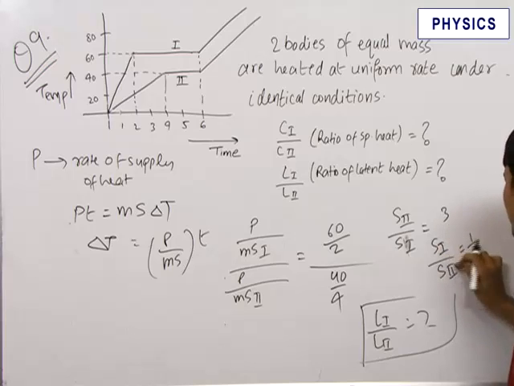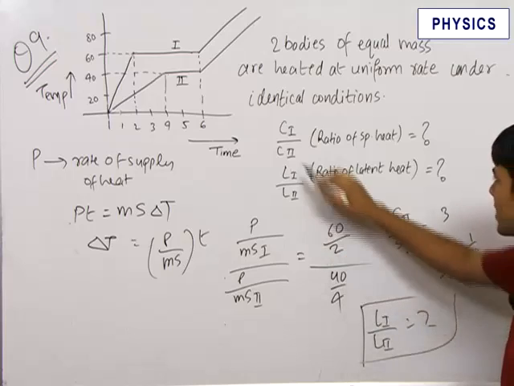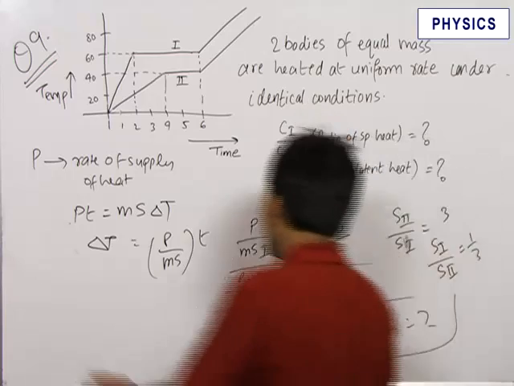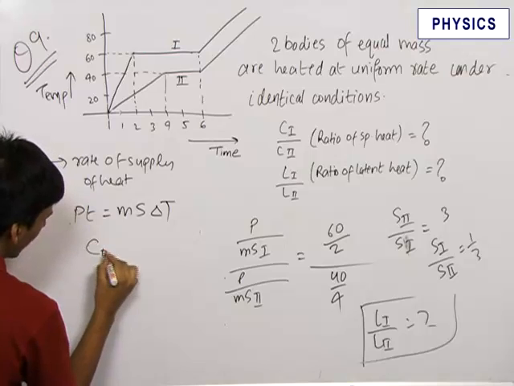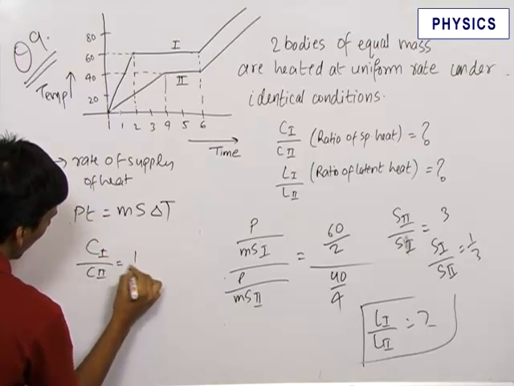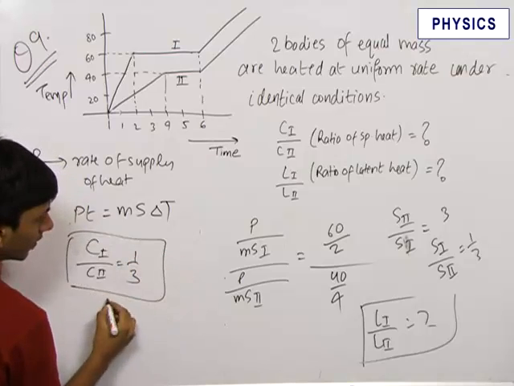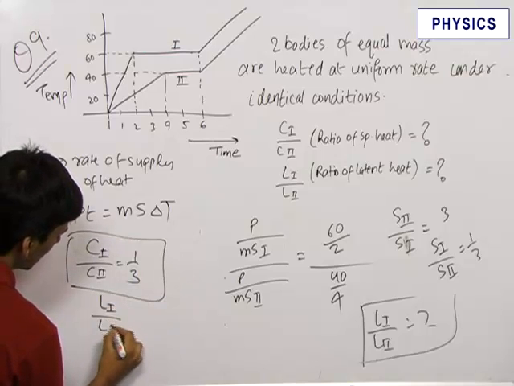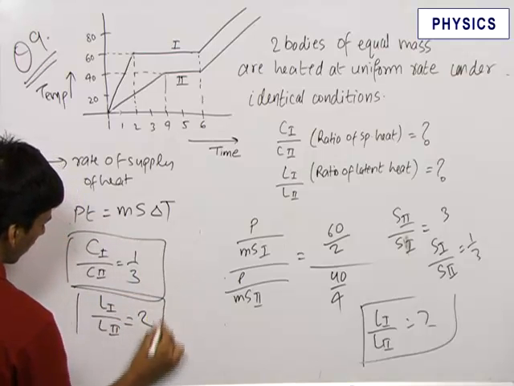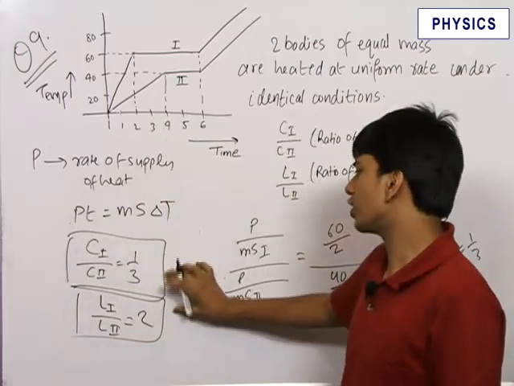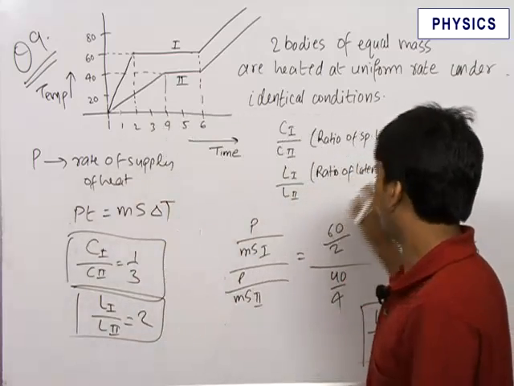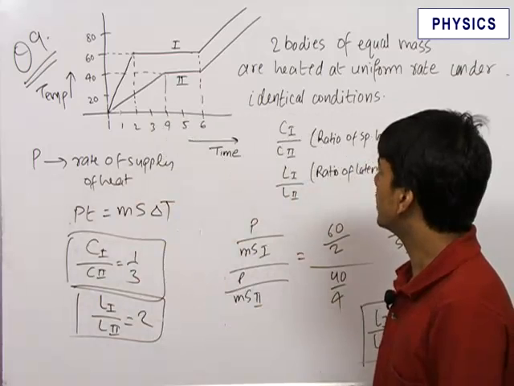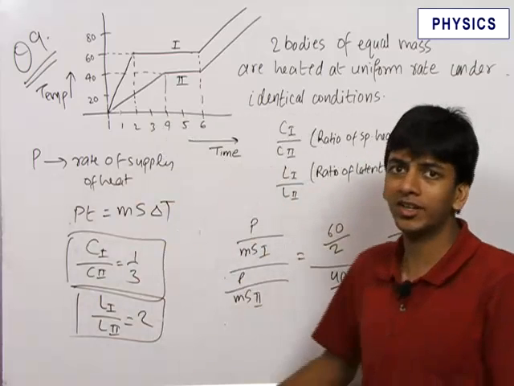Here S1 and S2 are the specific heats. So here C1 and C2 are written as specific heats, so it's the same thing. So we write this as C1 upon C2 is equal to 1 by 3 and L1 upon L2 is equal to 2. So we get the final answer for the ratio of the specific heats and the ratio of the latent heat of the two bodies. So we learned from this question how to interpret graphs properly.